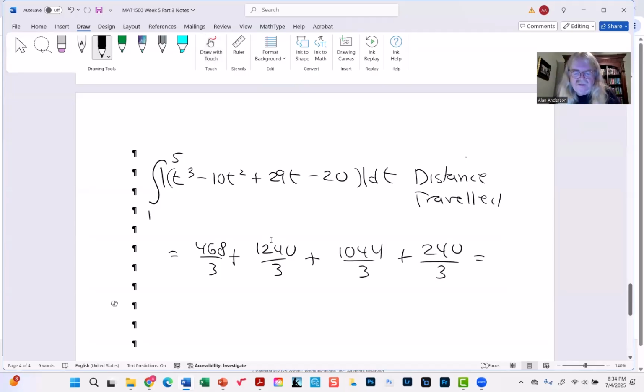468 plus 1240 plus 1044 plus 240 is 2992 over 3, whatever that is. I don't think 3 evenly divides into that. No, that would be easy, but I mean, that would be nice, but it's not the way it worked out.